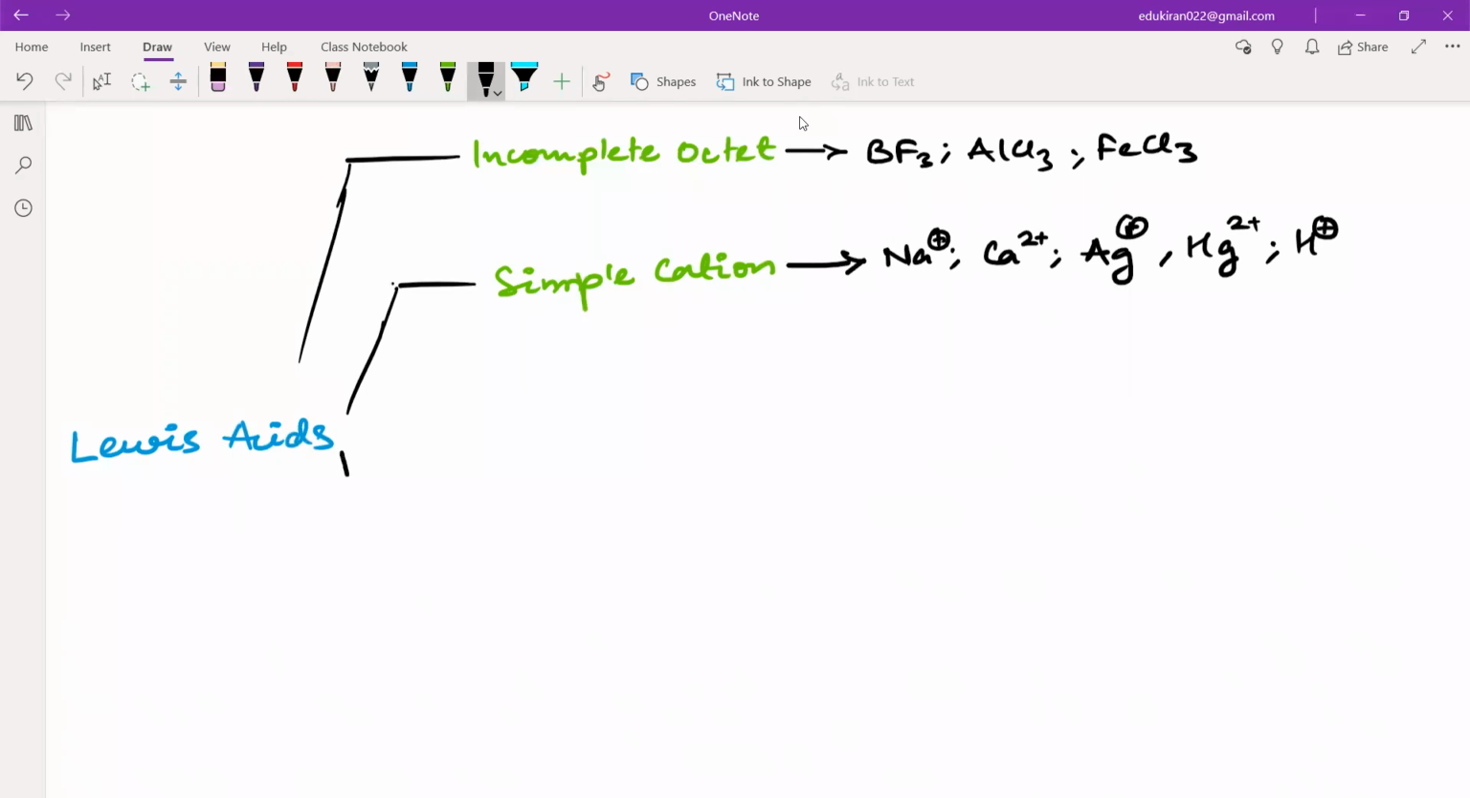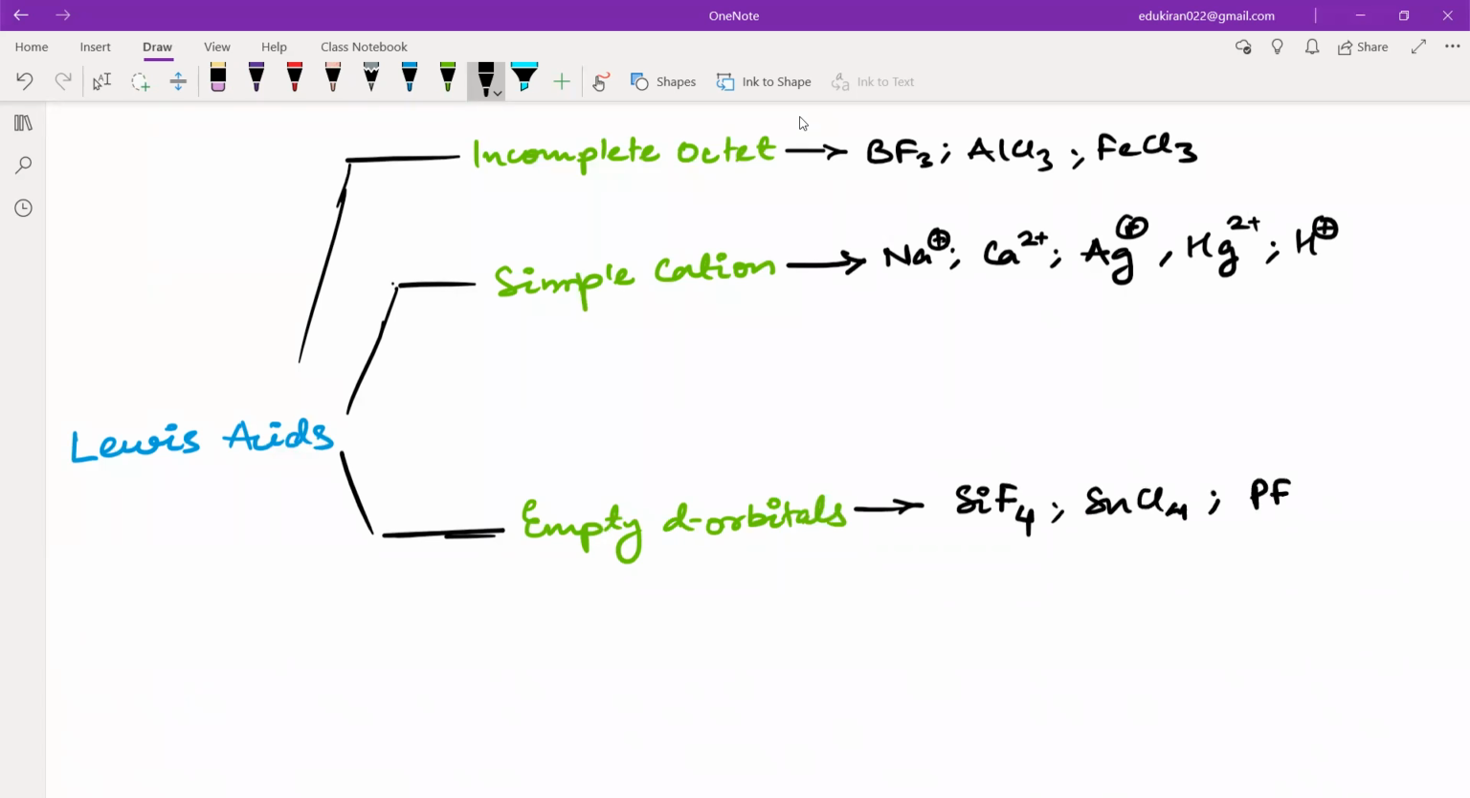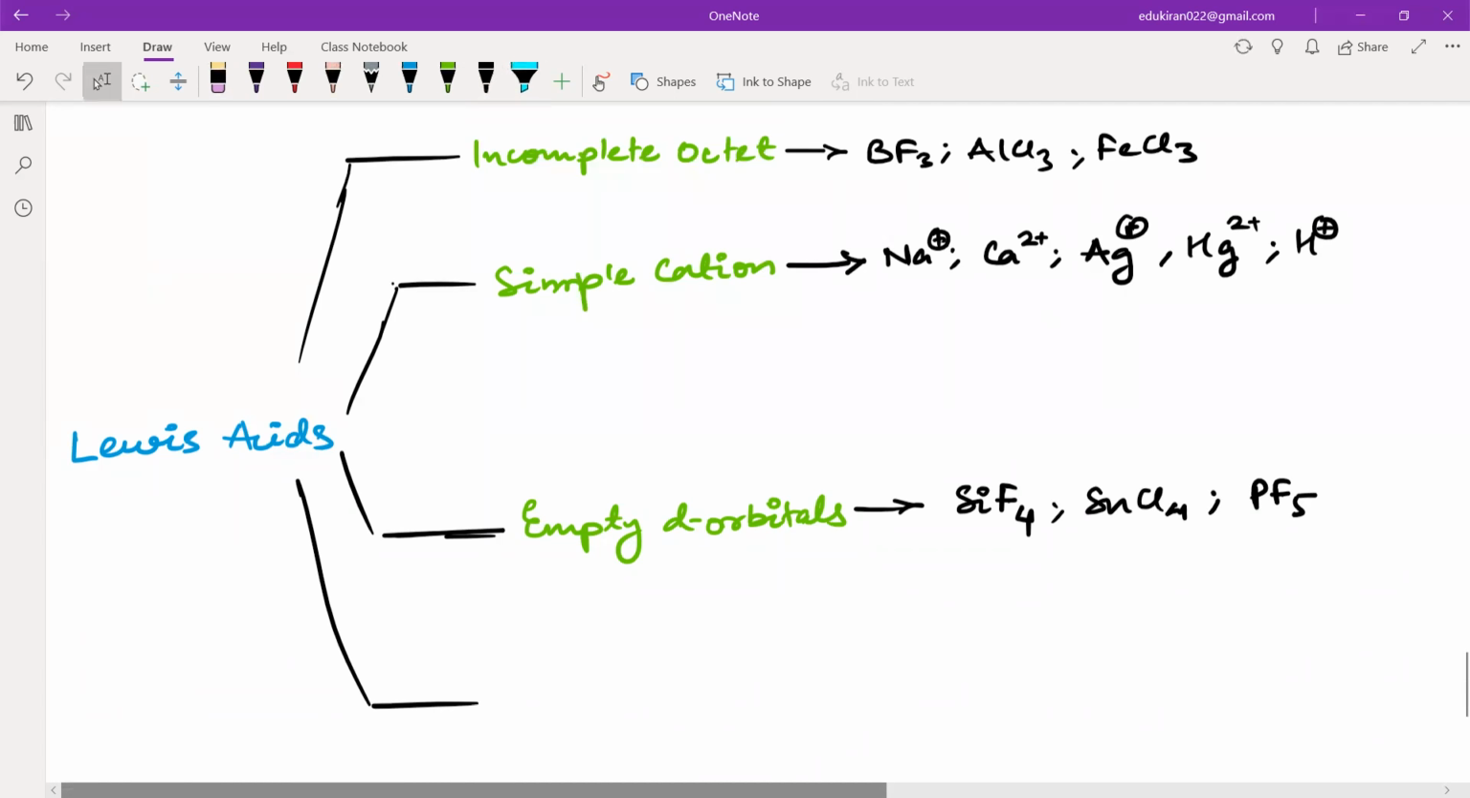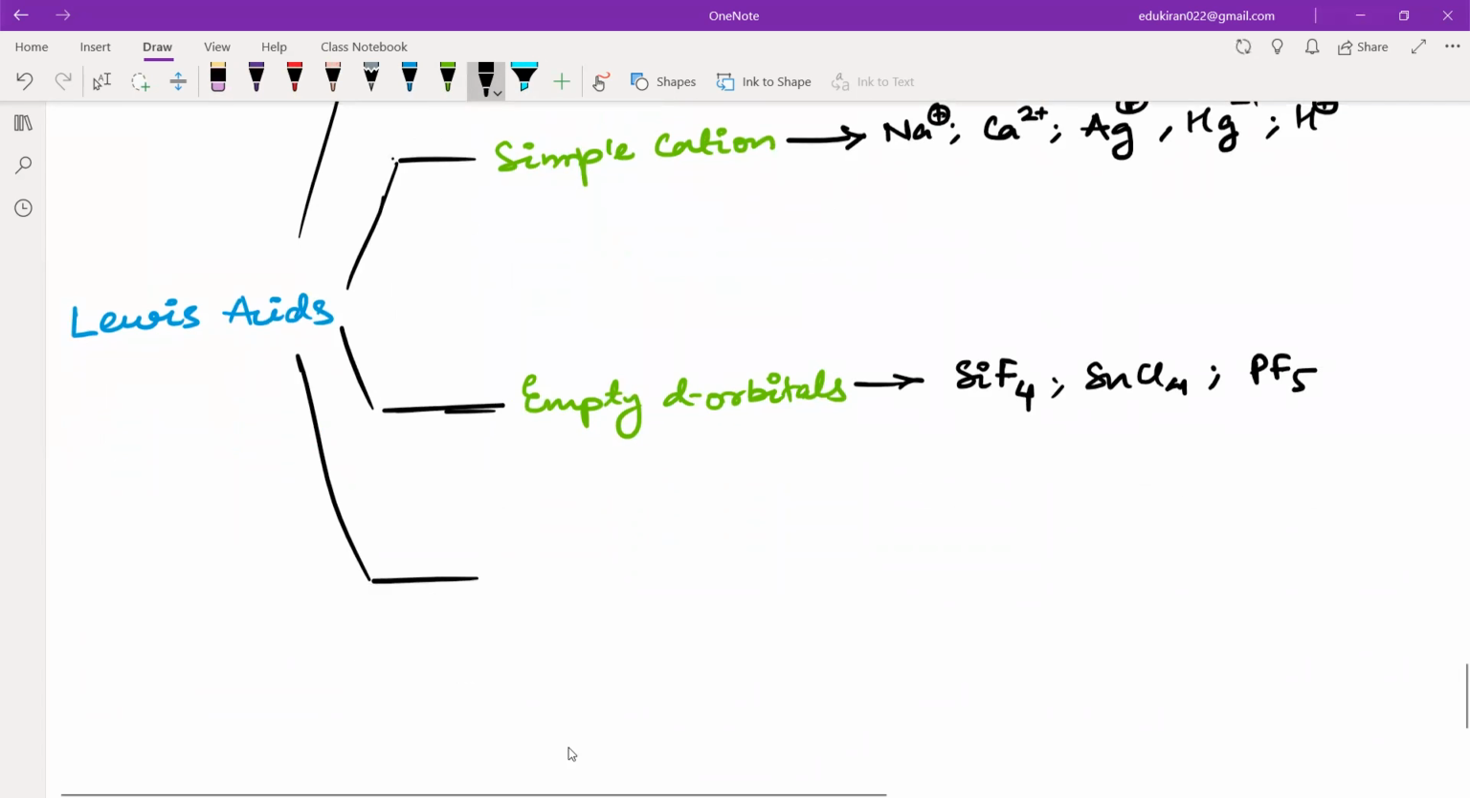Next are the ones with empty d orbitals. Examples would be such as silicon fluoride. Now silicon has vacant d orbitals. So those with empty d orbitals can also act as Lewis acids because they can accept a pair of electrons. Examples would be SnCl4, PF5. Furthermore, you can also have atoms which are connected to more electronegative elements.